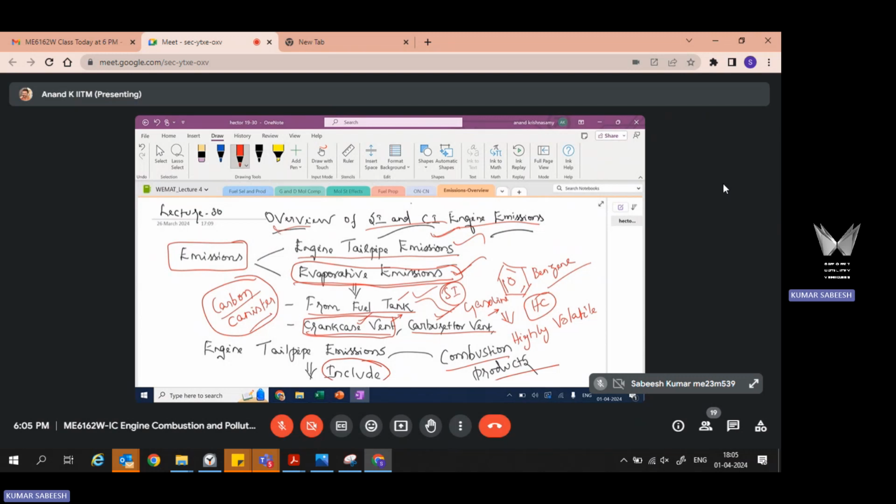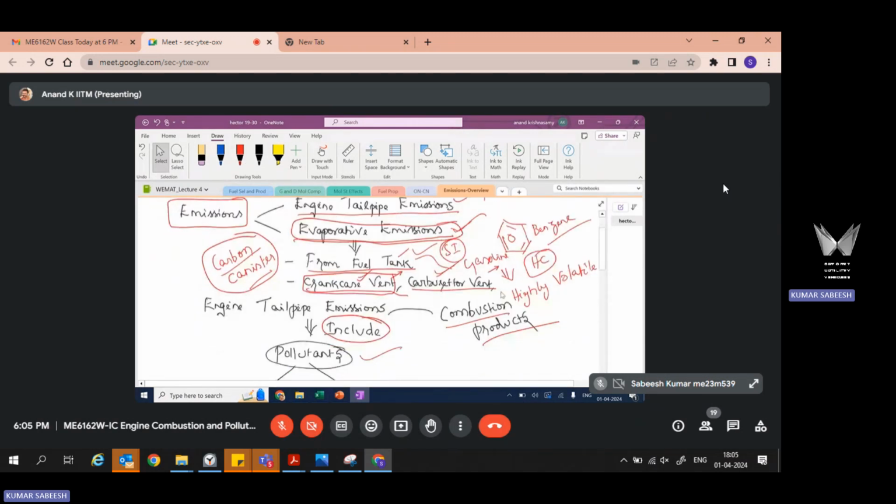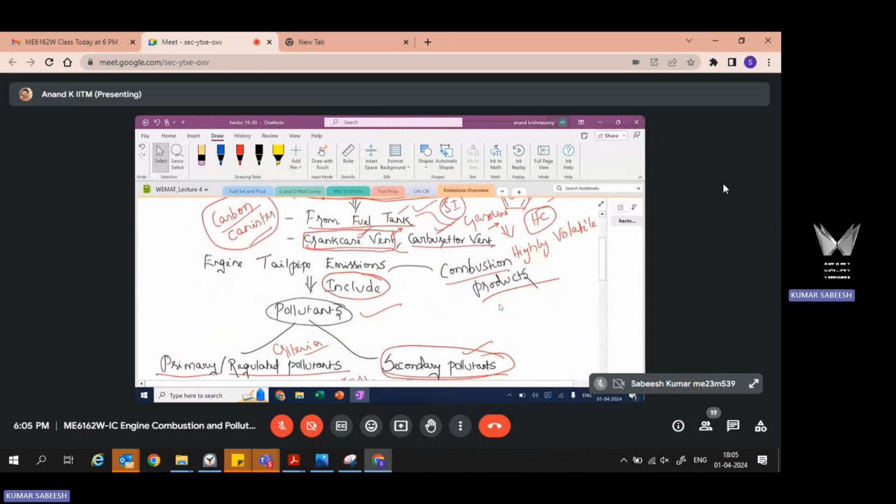In a CI engine, fuel tank and carburetor vent based emissions won't be there because diesel is a heavy fuel and it won't vaporize readily. But crankcase vent emission will be there through the blow-by source. We have already discussed that, and it's taken care of by recirculating these gases into the intake system. So evaporative emission is not a major issue from IC engines.